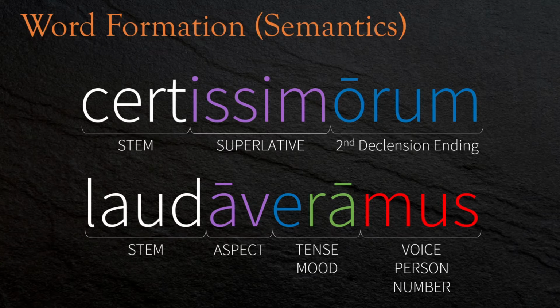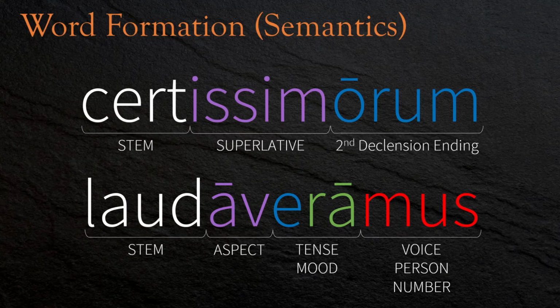Same thing with the verb. You have the verb laud, which we probably could figure out in English because we say something is laudable. I mean, it's praise, so it's praisable. So the stem holds that meaning of laud. The AV that's in purple is what's called the aspect. And that aspect is: is this an ongoing action, or is this a completed action?